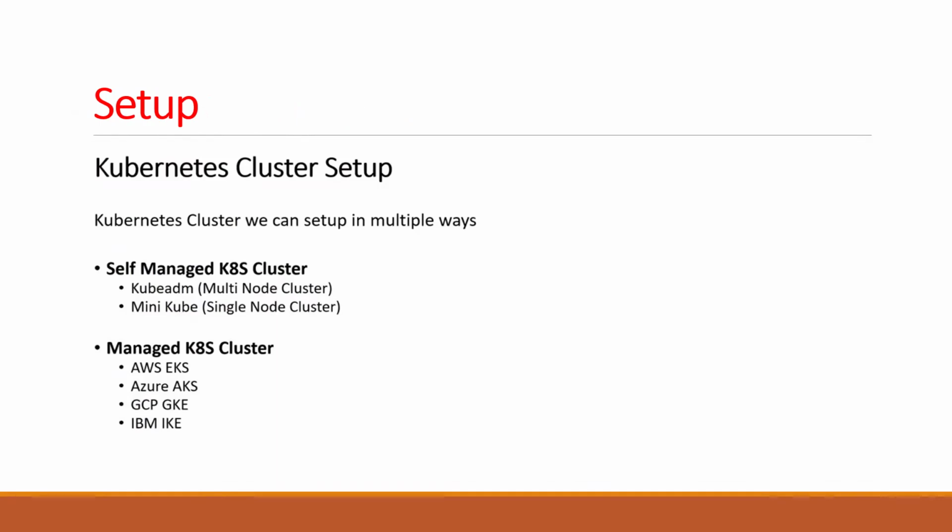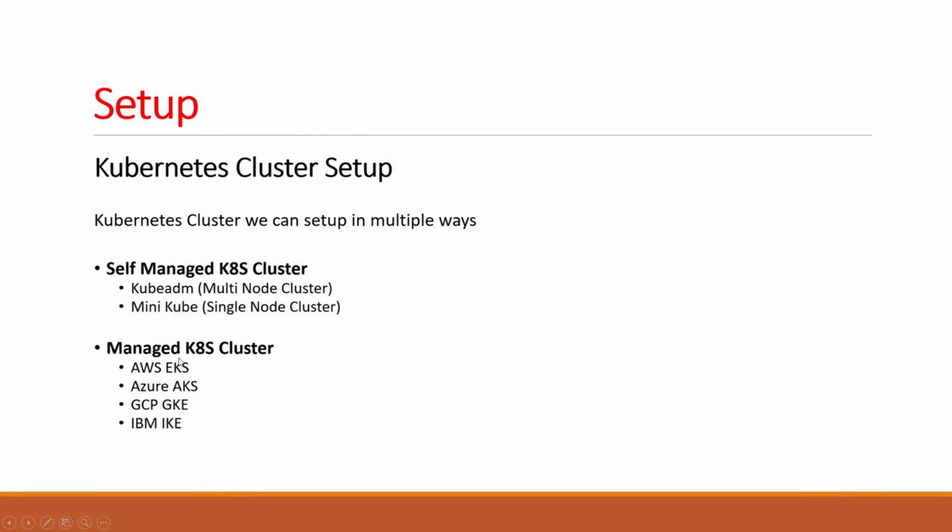A Kubernetes cluster we can set up in multiple ways. One is a self-managed Kubernetes cluster, kubeadm or Minikube, and the other is a managed Kubernetes cluster. So what are the managed Kubernetes clusters? Every cloud provider provides their own Kubernetes cluster. Those are AWS EKS, Azure AKS. EKS is Elastic Kubernetes Service, Azure Kubernetes Service, GCP Google Kubernetes Engine, IBM Kubernetes Engine, Oracle Kubernetes Engine. These all are managed clusters.